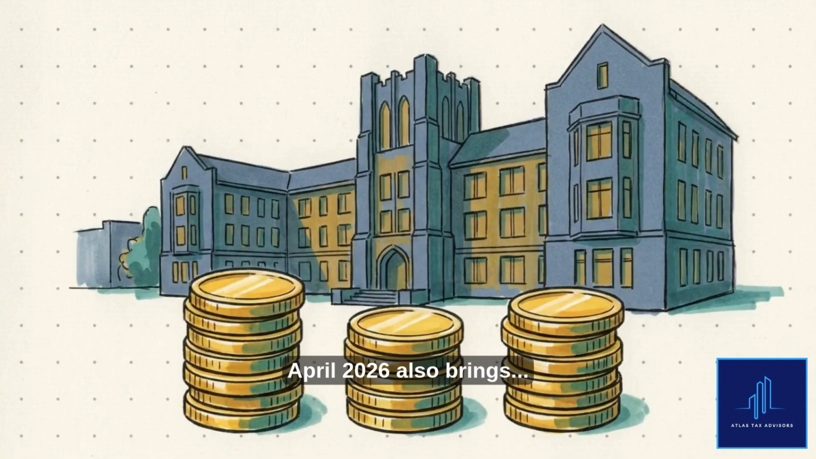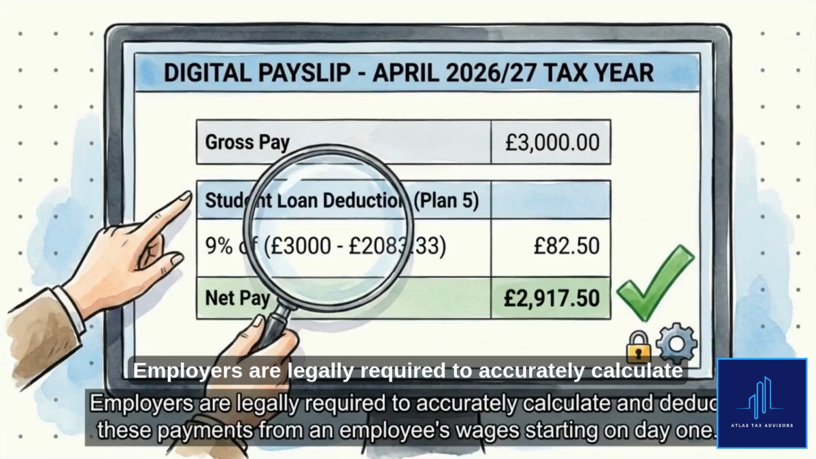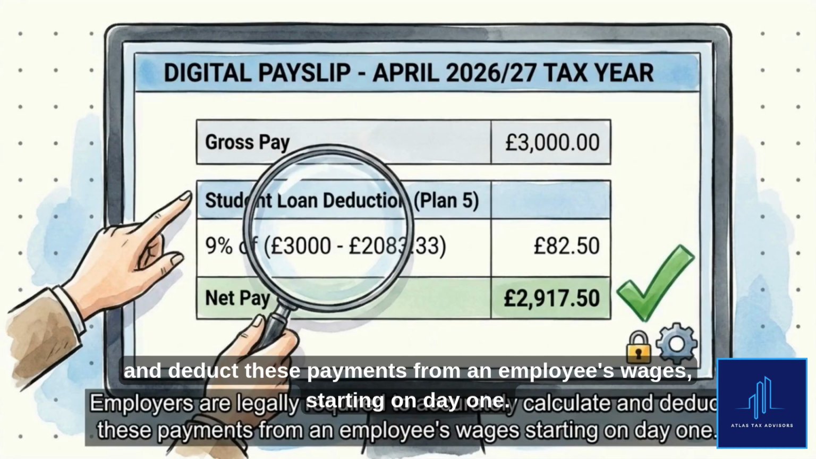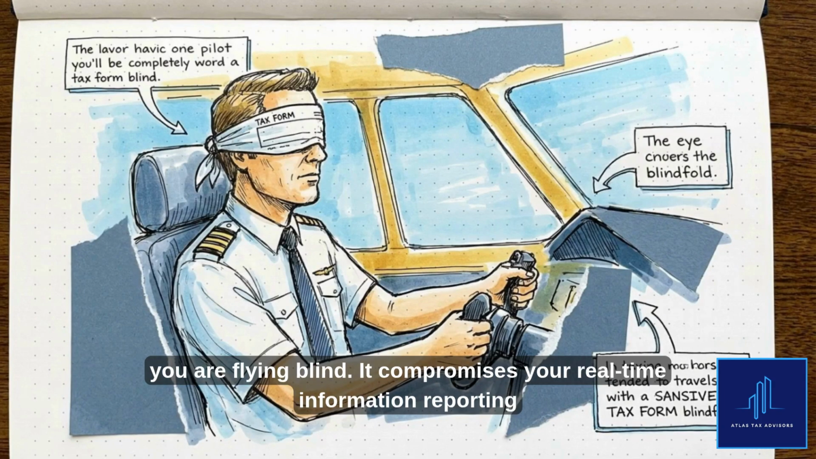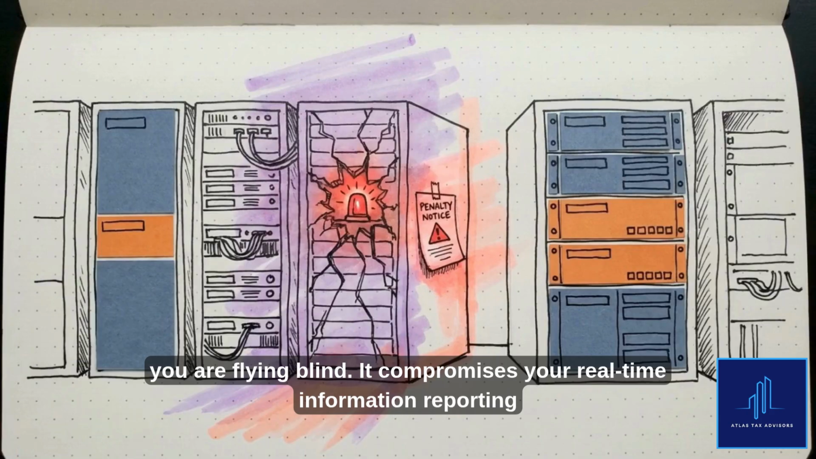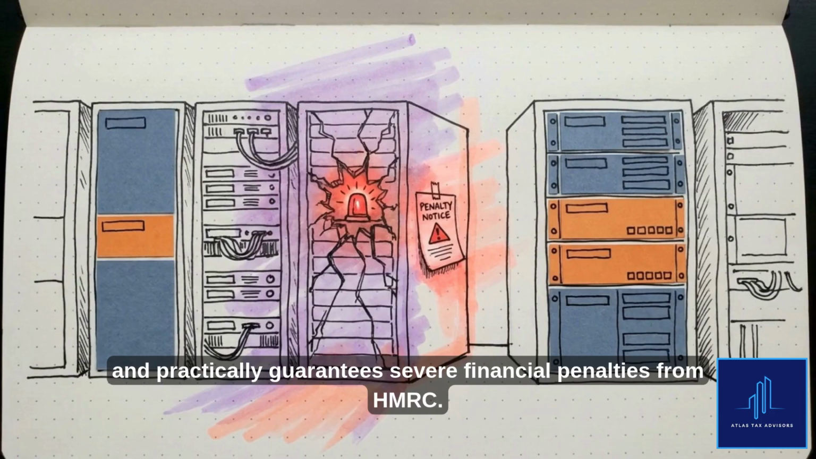April 2026 also brings brand new student loan repayment thresholds. Employers are legally required to accurately calculate and deduct these payments from an employee's wages starting on day one. Relying on default guesswork because you lack a P45 means you are flying blind. It compromises your real-time information reporting and practically guarantees severe financial penalties from HMRC.